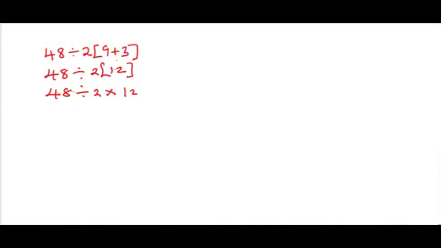Remember, division comes before multiplication. Therefore, let's operate 48 divided by 2, which is 24. 24 times 12. When you multiply these two together, it will give you 288.